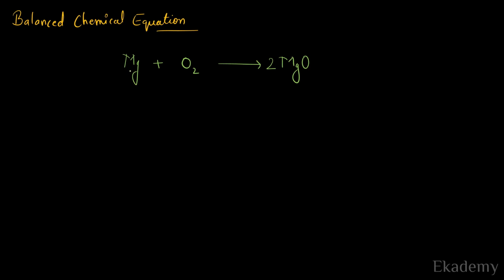So again we must balance this also. For that we should put 2 over here. You see, two magnesium atoms in reactant, two magnesium atoms in product, two oxygen atoms in reactant, two oxygen atoms in product, right? So this 2 belongs to both. So now this is a balanced chemical equation. I will tell you the method how to balance this. This is just an example that I am showing right now.